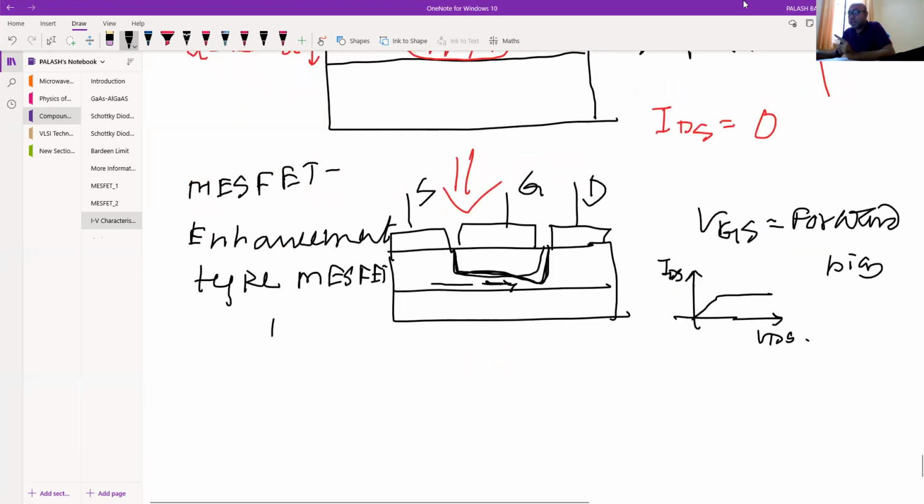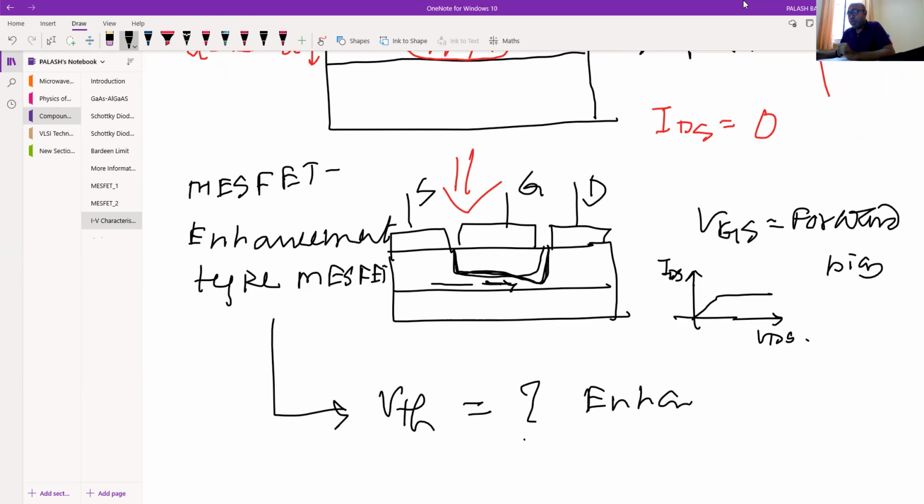For the enhancement type of MOSFET, the threshold voltage value is changed. My question is, what is the threshold voltage for enhancement type MOSFETs? Please try to find out whether it's the same or a little bit different. Just try to think about it. That's all. So I'm stopping over here.